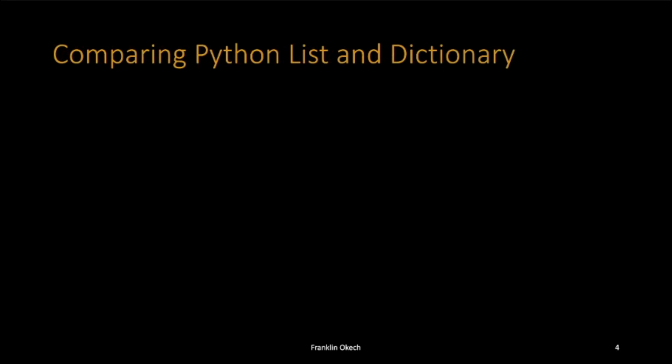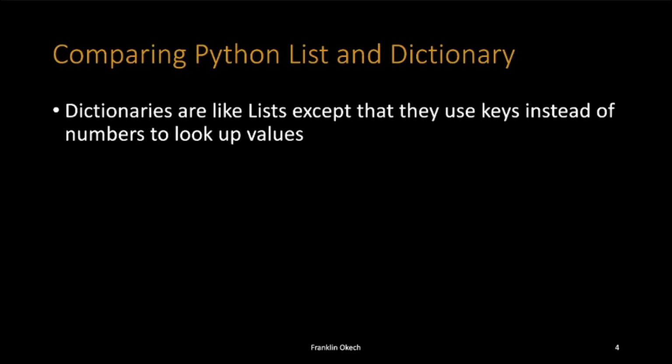So how does a list compare with Python dictionaries? Remember they are somewhat similar, but the key difference is that dictionaries use keys which don't have to be indexes. They can be strings, they can be numbers, but for a Python list, the index must be an integer. That's one of the key differences.